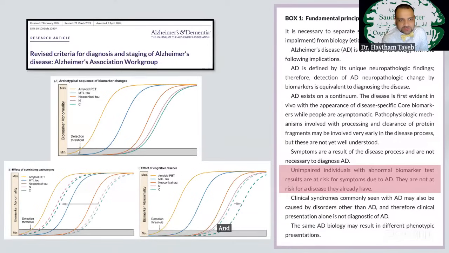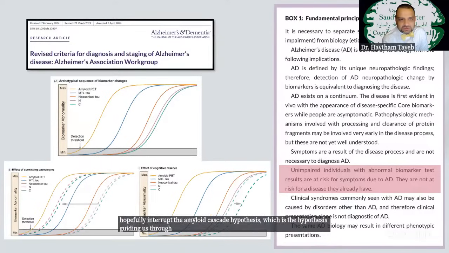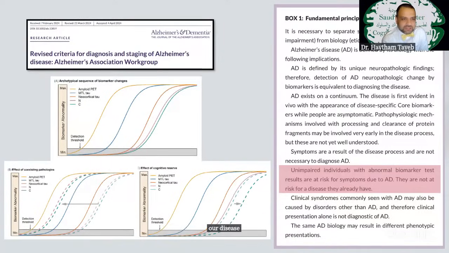And it's important to also highlight the point that we now recognize clearly that amyloid pathology starts to develop in the brain decades before the onset of clinical symptoms. There's a window of opportunity of a couple of decades to intervene and hopefully interrupt the amyloid cascade hypothesis, which is the hypothesis guiding us through our disease case definition and guiding how we approach treatment. And this holds regardless of whether you have mixed coexisting pathologies or regardless of your cognitive reserve.